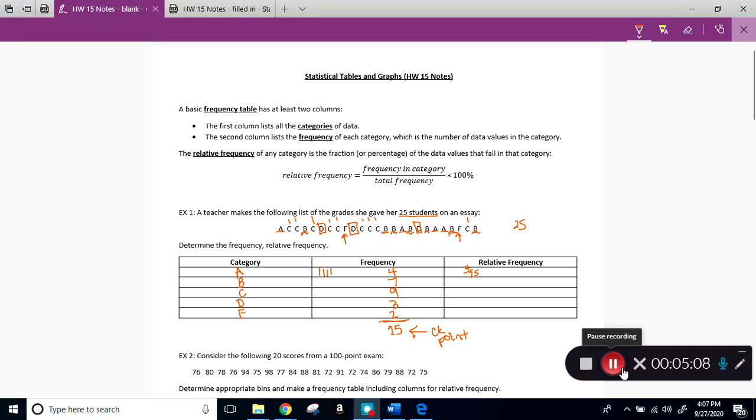Okay, so I have my calculator. I can do 4 divided by 25, and I'm getting 0.16. So if they ask you for the decimal, you could stop here for the decimal. But what if they wanted the percentage? You would just multiply that times 100%.